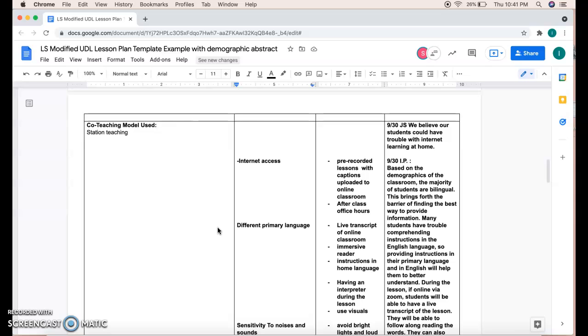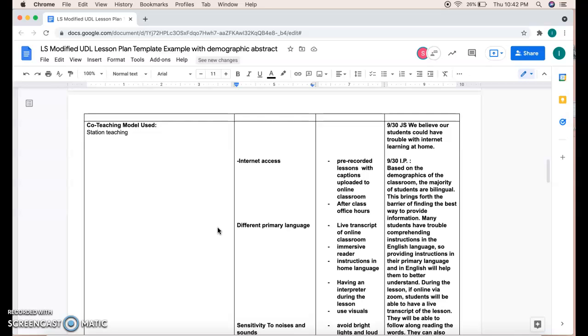Another barrier that we came across for teaching was different primary language. Many students at home speak a different language and may not understand fully the instructions within classrooms due to the language barrier. So in order to help students understand and make connections throughout the lesson, we decided to provide immersive readers that will help them translate instructions and articles from English to their primary language for them to understand.